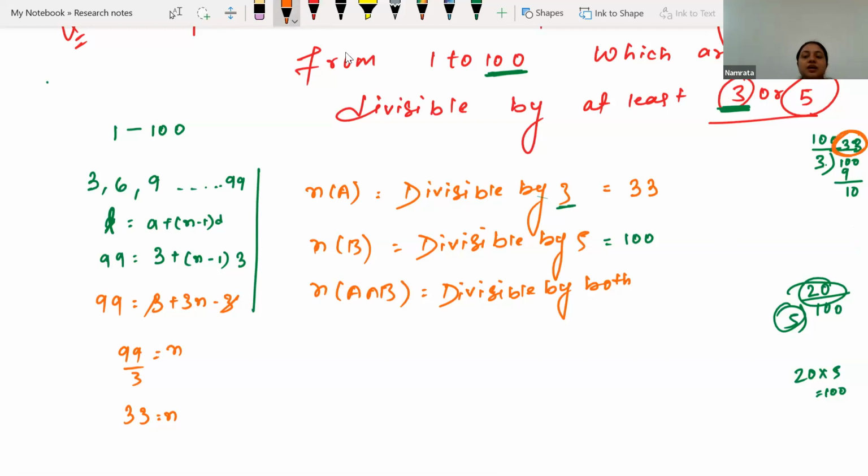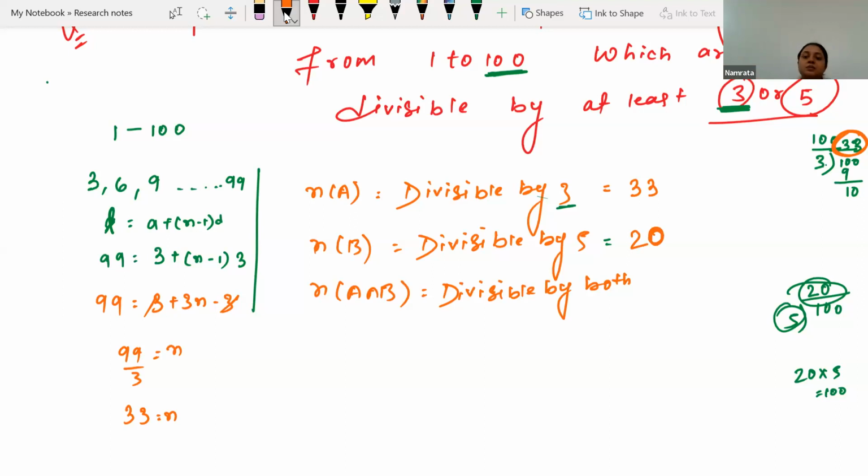So 3 is dividing 100, 33 times fully. And whatever is the remainder, let's keep it aside. So 33 will be the total number of terms. Similarly, for the next one, when you divide 100 by 5, you will get 20. 5 divides 100 twenty times. Whatever the remainder is, here the remainder is 0, well and good. Even if the remainder is 1, 2, 3, 4, we will keep it aside and just take the quotient part. So here the quotient is 20. Is it clear, Lina?